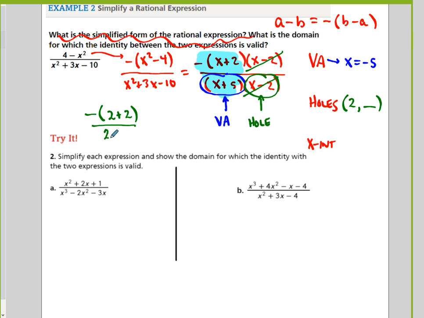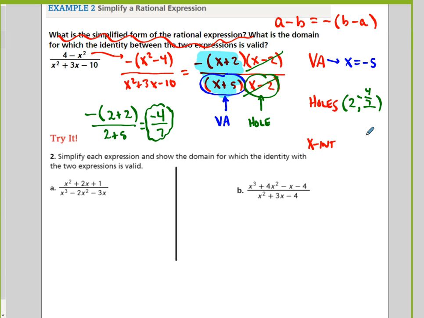So I took 2 plus 2 over 2 plus 5. We're going to calculate what we would get. 2 plus 2 is 4. 2 plus 5 is 7. So I think the hole in the graph will occur at the ordered pair 2, comma, -4 sevenths.